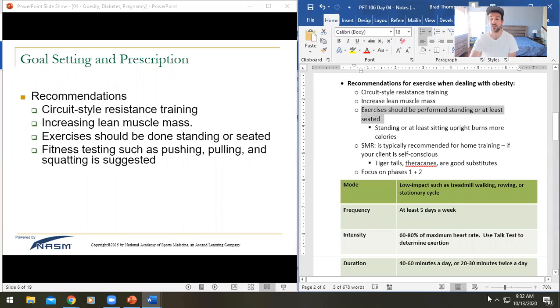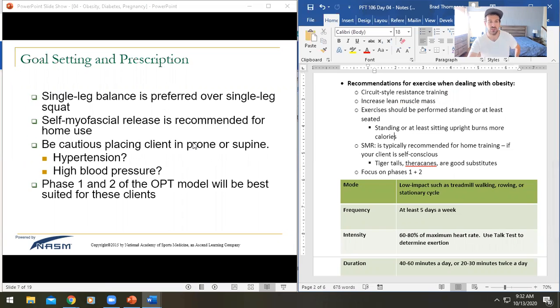We also want to keep our exercises performed in a seated, or if we can handle it, standing position. And so again, we're focusing on calorie burns here. You burn more calories when you're on your feet. So we really like things like that. Just trying to ensure that our client is burning as many calories during their session as possible. Single leg balance is preferred over single leg squat if they can't handle it.